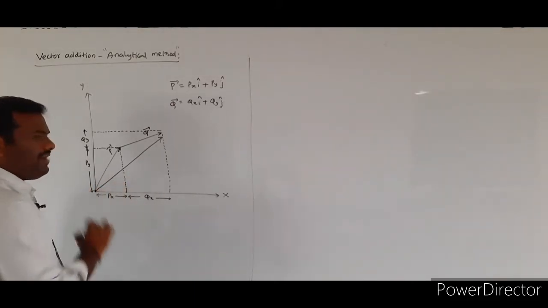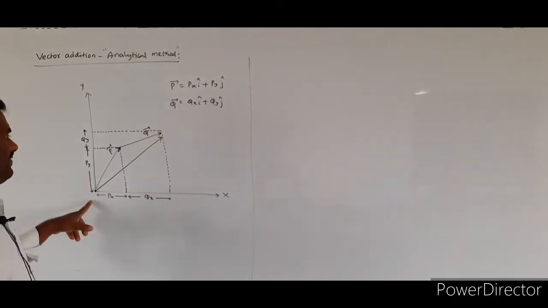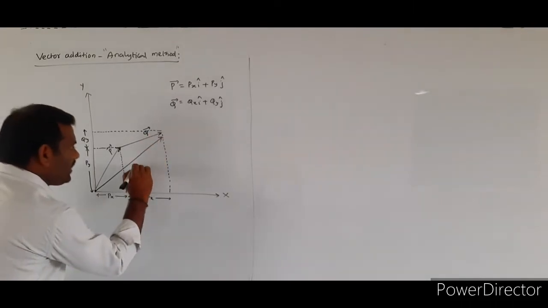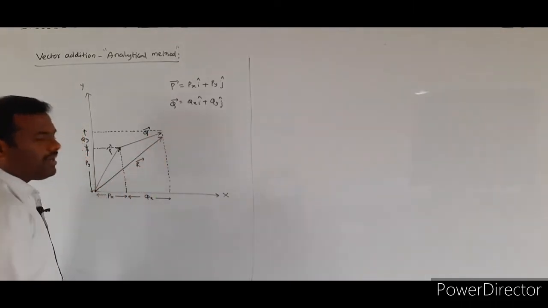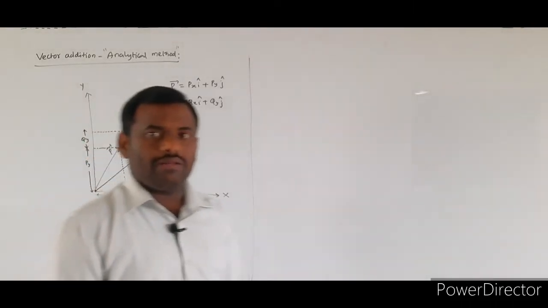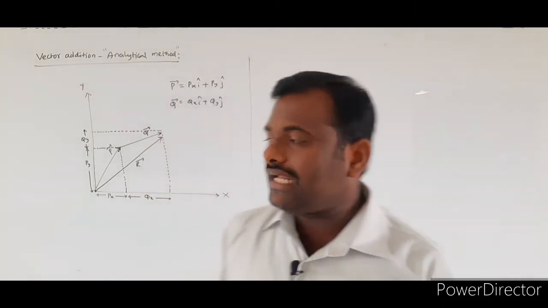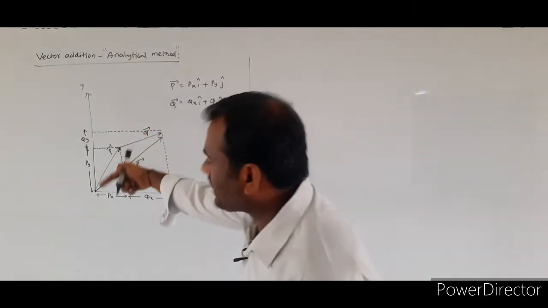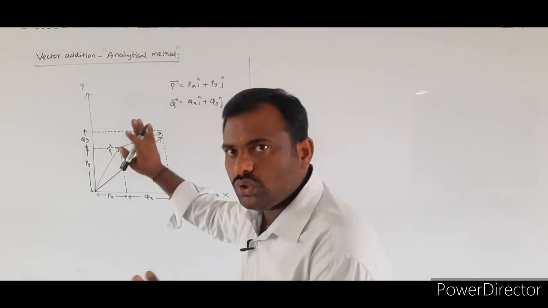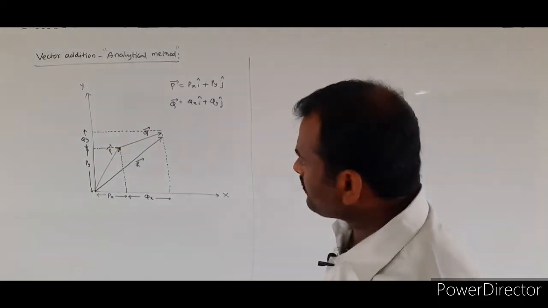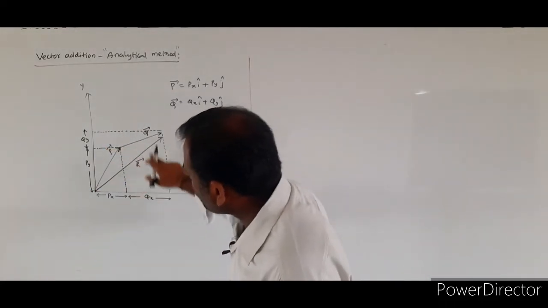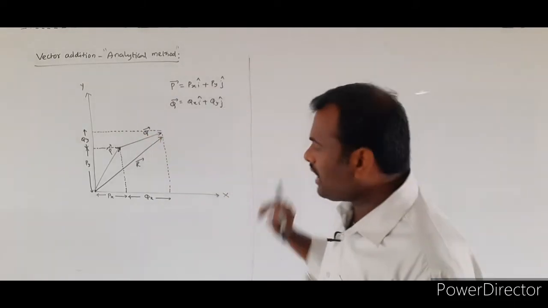the resultant vector will be drawn from the tail of the first vector to the head of the second vector, so that R bar gives the resultant vector of those two vectors. Again, here R bar is also placed in the xy plane.